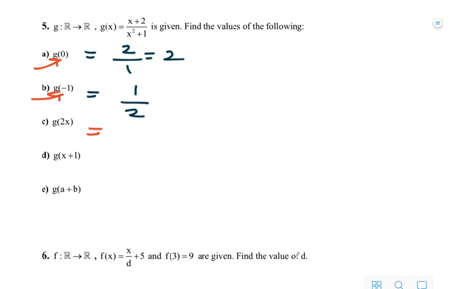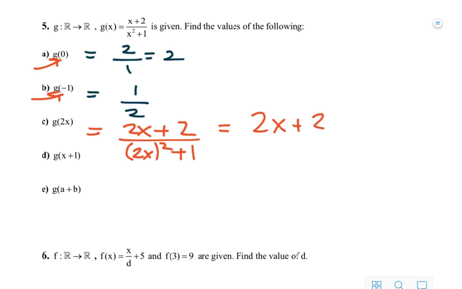Instead of x, we're going to replace that x with 2x. So 2x plus 2. And instead of x squared, we've now got 2x squared. Be careful with your brackets. And then we can try and simplify this a little bit. 2x plus 2, and then 4x squared plus 1. We can just leave it like that actually.